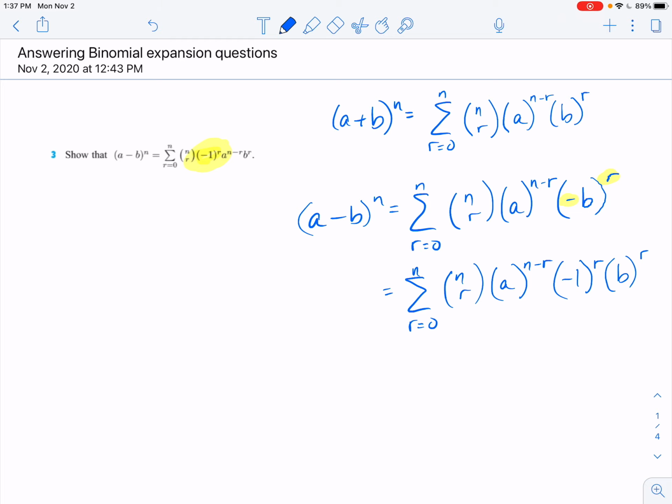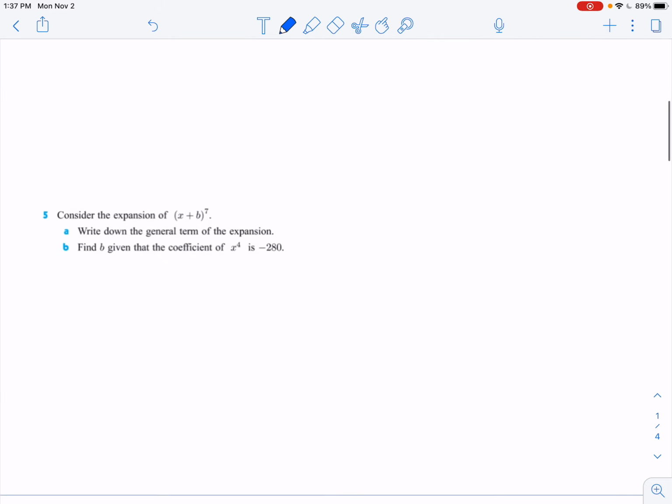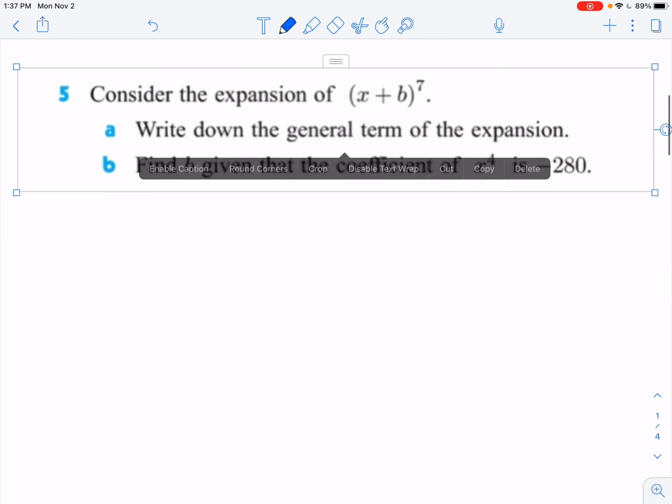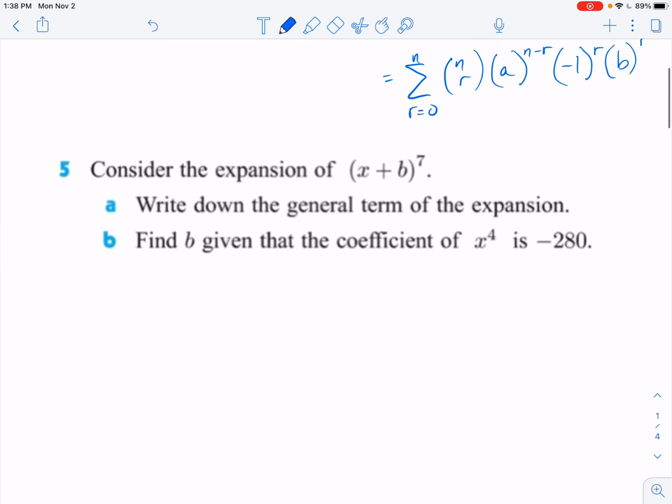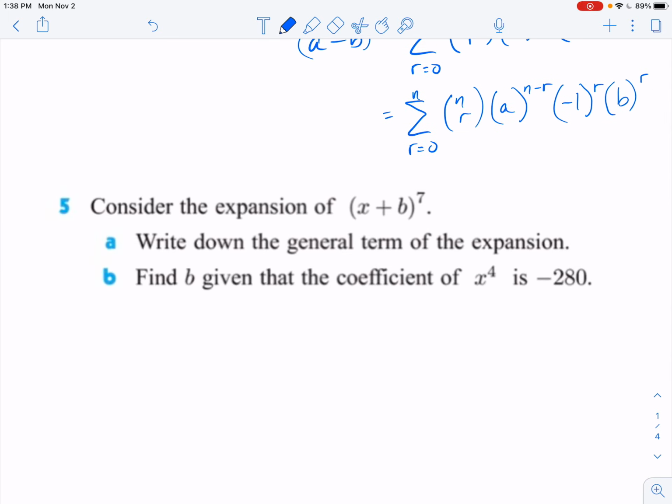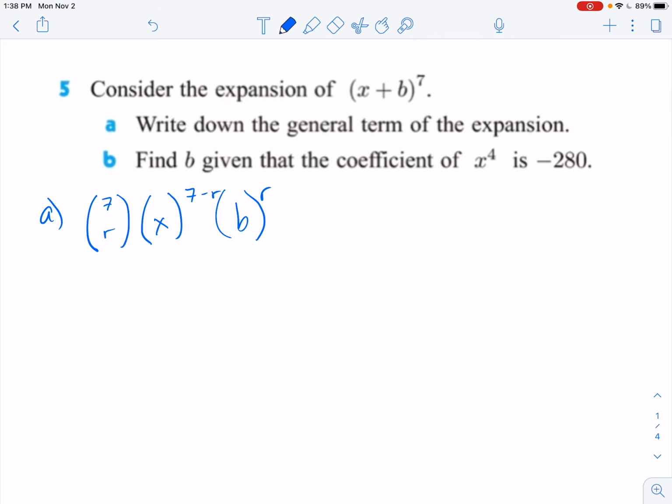Okay, let's look at the next question that somebody asked. Consider the expansion of (x + b)^7. Write down the general term of the expansion. So the general term is going to be 7 choose r times x to the 7 minus r times b to the r. Then they say, find b given that the coefficient of x is -280.